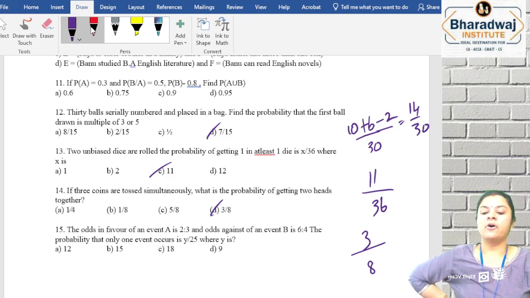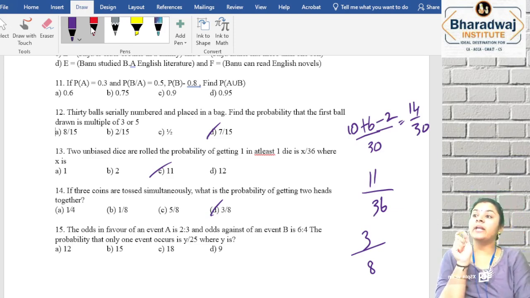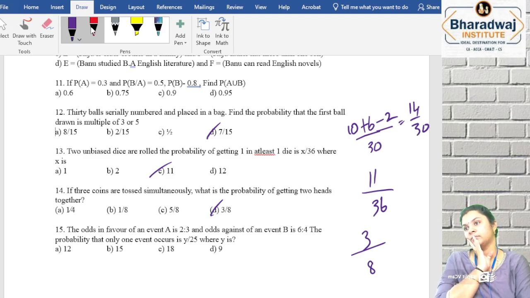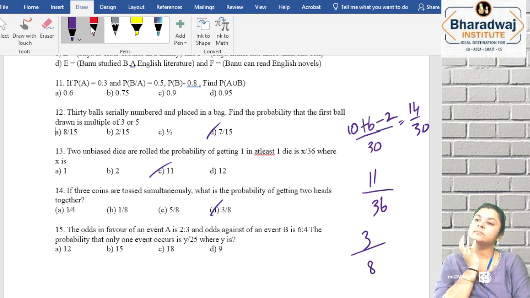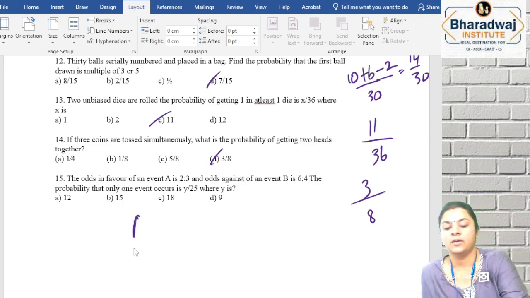And the last question: if odds in favor of event A is 2:3, odds against event B is 6:4, find the probability that only one event occurs. Only one event. What does it mean? A occurring, B not occurring, or A not occurring, B occurring. How do we express it? A into B dash.